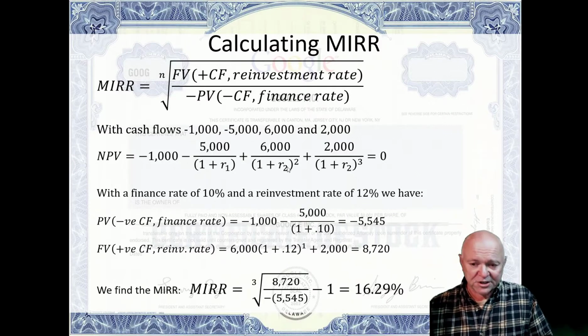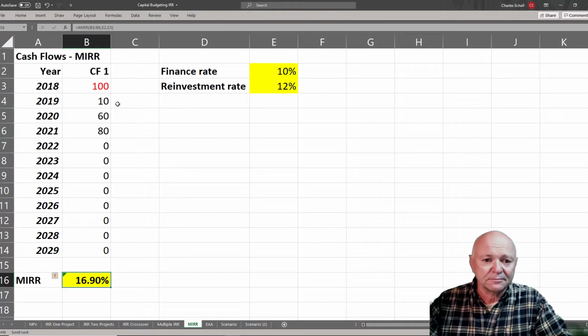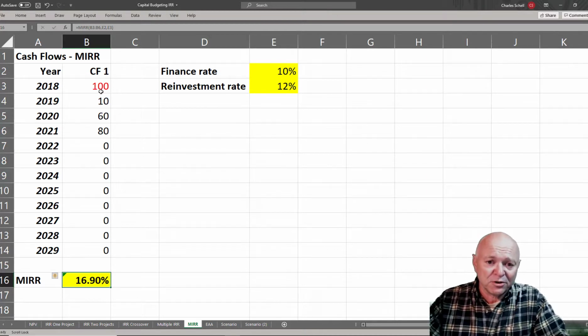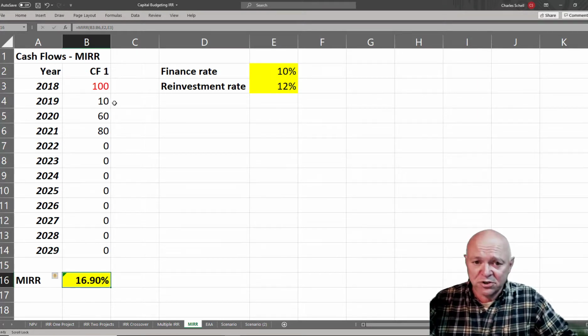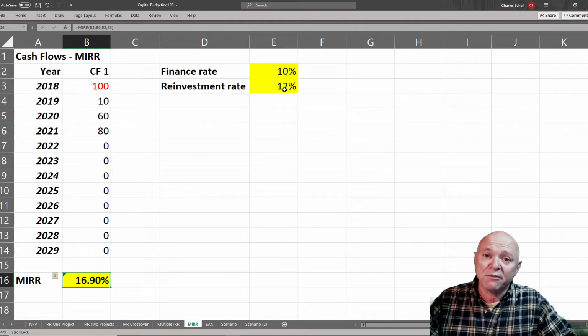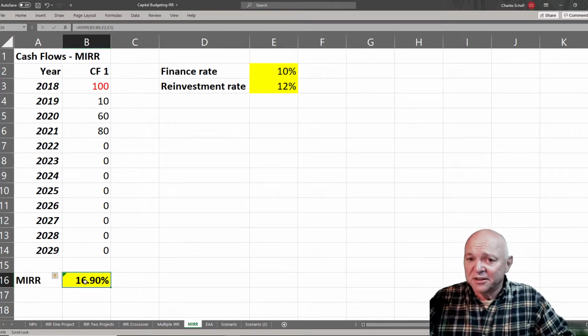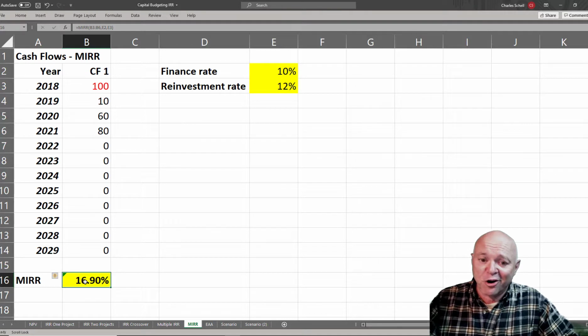So, for example, with the spreadsheet calculations, for our original project, we had $100 million original cash flow followed by 10, 60, and 80. Nothing special about this. We could solve this using internal rate of return. But in this case, we're going to use the finance rate for the negative cash flows and the reinvestment rate for the positive cash flows. So we use 10% for the first value of minus 100, and then 12% for the 10, the 60, and the 80. We can solve this using one of the Excel functions, the MIRR function.